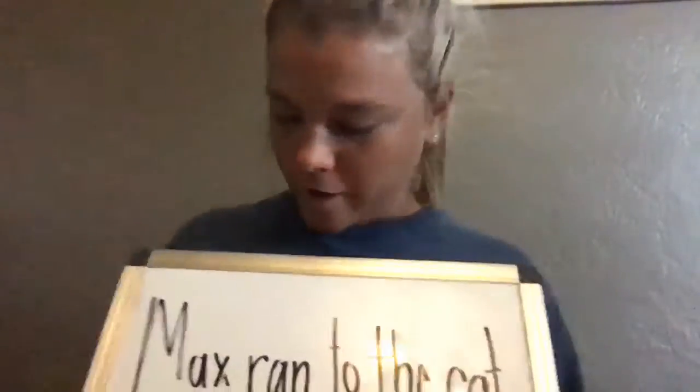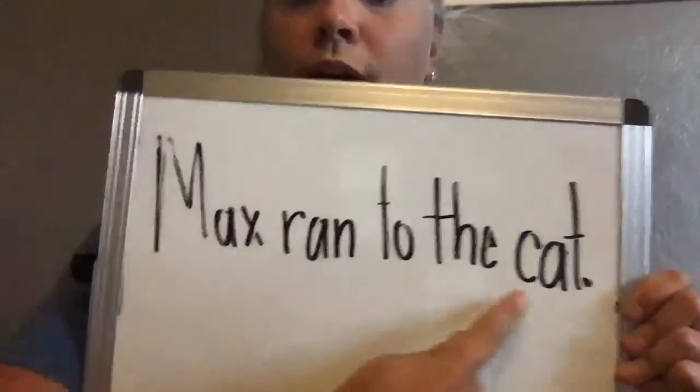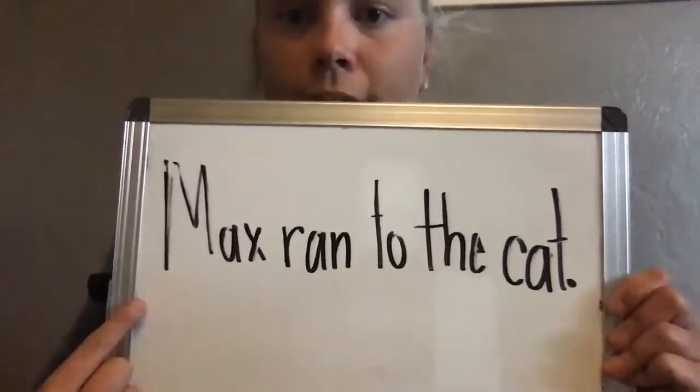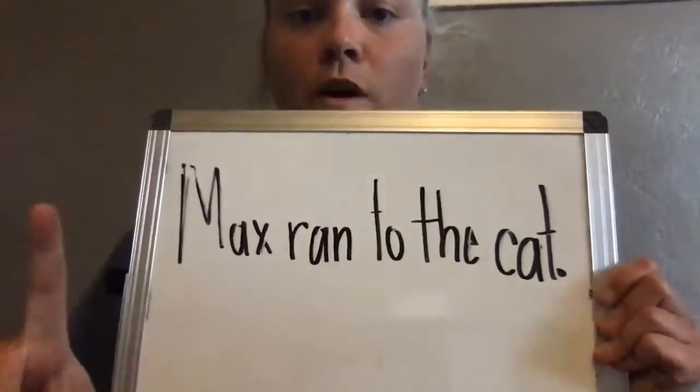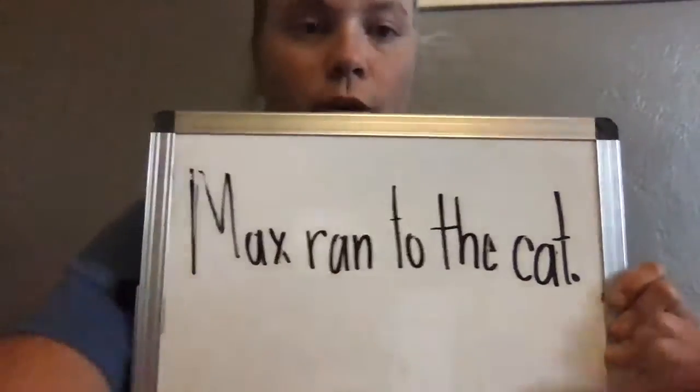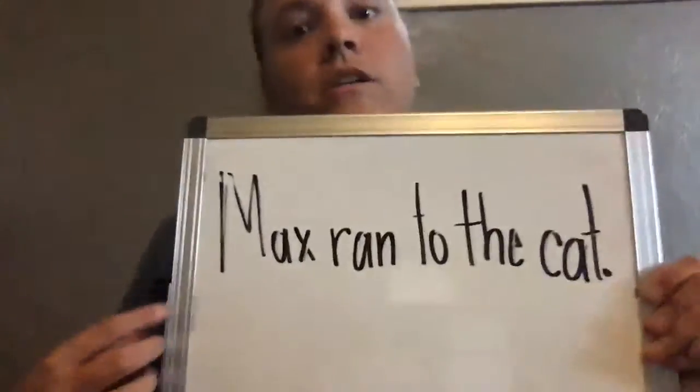All right, first grade. So now what we're going to do is we're going to talk about if a sentence is a complete sentence or if it is not a complete sentence. So with this sentence, I have Max ran to the cat. So first grade, I want you to go ahead and read this with me. You ready? Take your pointer finger. If you need to, you can put it on your screen or just lightly put it by your screen so you're not touching your screen.